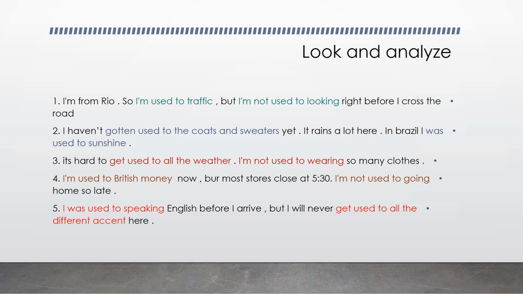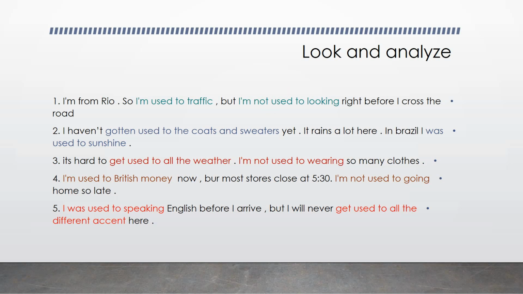But I'm not used to looking right before I cross the road. لكن لم أعتاد على النظر إلى اليمين قبل ما أني أقطع الشارع. So here we have I'm not used to looking. Here we use the verb with ing form. In the ing form after used to استخدمنا ing form بعد used to. وعشان نعملها بالنيجاتيف form دائما نحط is not, are not, was not, am not. So I'm not used to looking right before I cross the road.